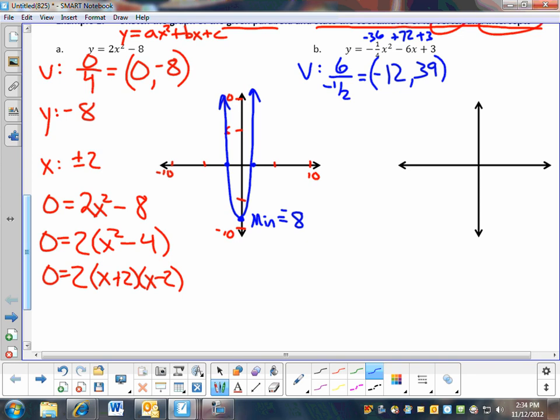Got to be able to figure out the vertex. Okay. Second step. What's the y-intercept? 3. That was easy, right?